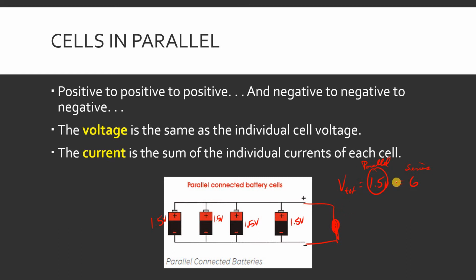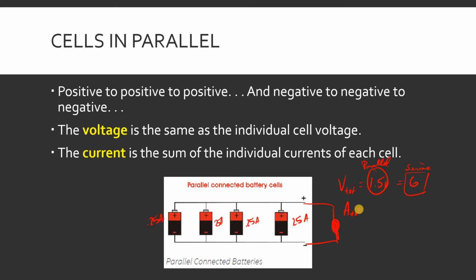Now going down here, that would be the answer if it were in series. The current is the sum of the individual currents of each cell. Giving an example, you might produce 0.25 amps of current in each one. So this has 0.25 amps, this one has 0.25 amps, 0.25 amps, 0.25 amps. I was using the number the book gave. It is the sum of the individual currents.